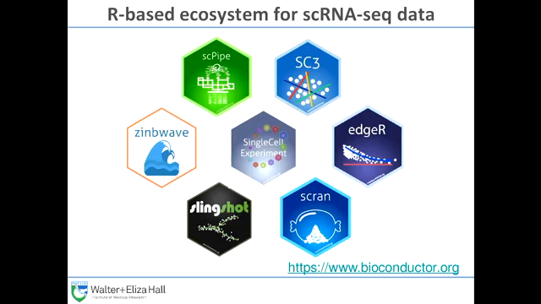Pete and I, Matt Ritchie, and many others are big fans of the Bioconductor ecosystem, and over the last few years there's developed a really nice R-based ecosystem through Bioconductor for single-cell RNA-seq data that incorporates early processing methods like scPipe, great data classes to organise analyses, and then some of these downstream approaches as well.